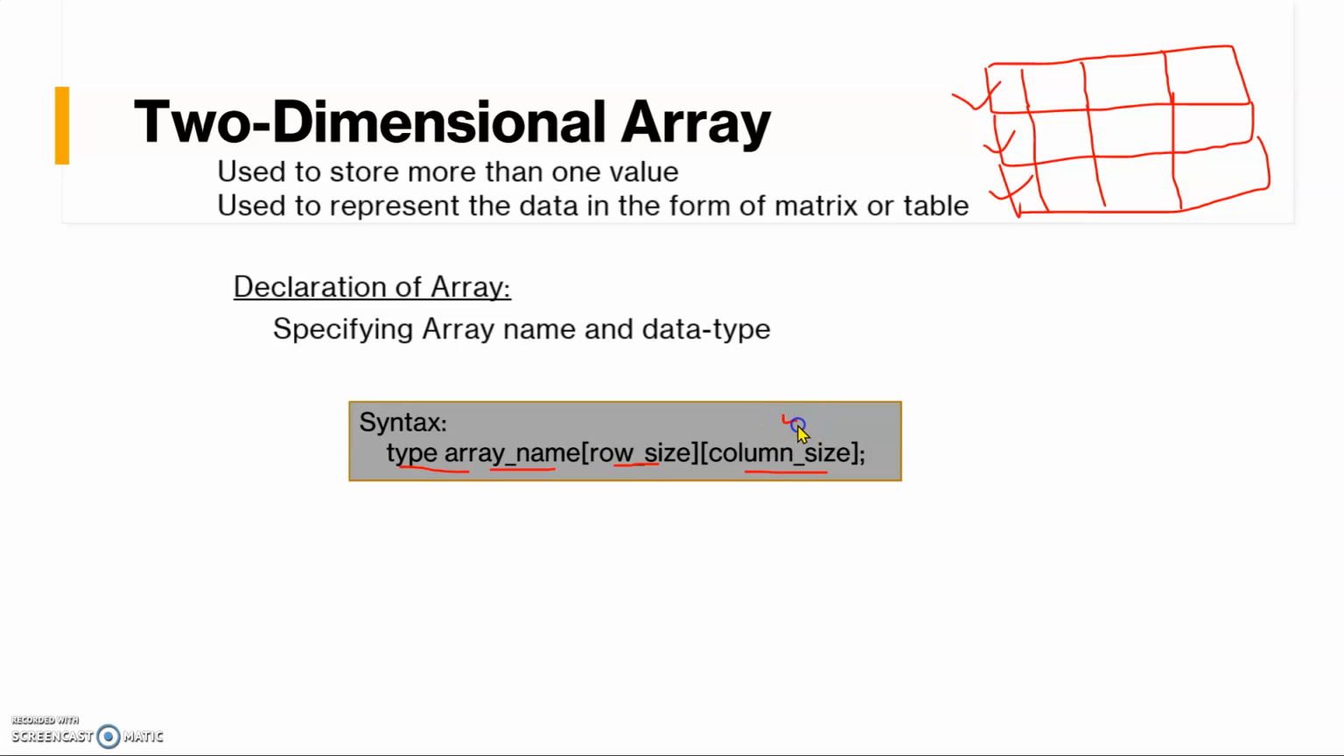Suppose you say 5 in the column, then each row is capable of storing 5 values. That means this row is capable of storing 5 values, this row is capable of storing 5 values, and this row is also capable of storing 5 values. So this value is fixed for all the rows, and the other value talks about how many rows you want to store in the array. And the dimensions are to be mentioned in square brackets like this.